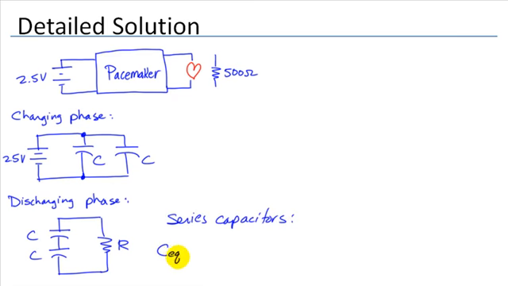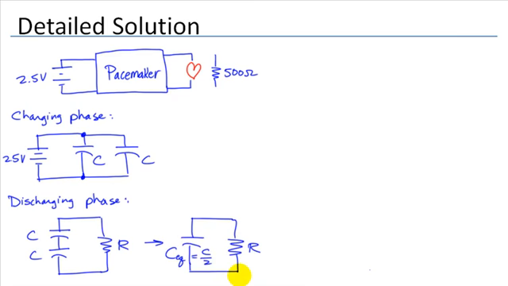Now these two series capacitors, connected as they are, have an equivalent capacitance of the sum of their reciprocals and then the reciprocal of that result. Now since the values are equal, we actually have the simple result that the equivalent capacitance is 1/2 of that capacitance C.